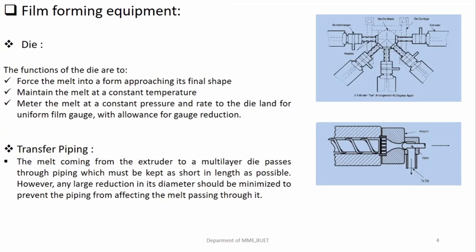The transfer piping, through which the melt passes from the extruder to a multi-layer die, must be kept as short in length as possible. However, any large reduction in its diameter should be minimized to prevent the piping from affecting the melt passing through it.